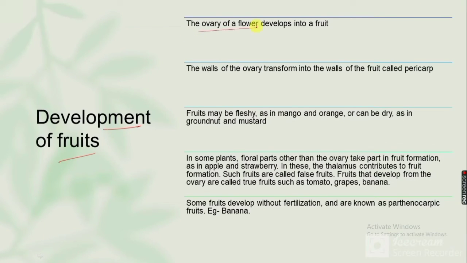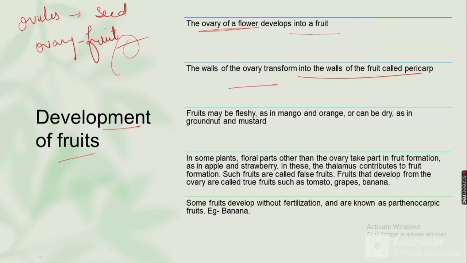Development of fruits. How fruits are developed. The ovary of a flower develops into fruit. The ovules develop into seed, and the ovary develops into fruit. The valves of the ovary transform into valves of the fruit, which are known as pericarp. Fruits may be fleshy, as in mango or orange, or can be dry, as in groundnut and mustard.